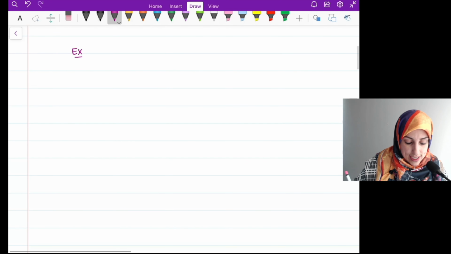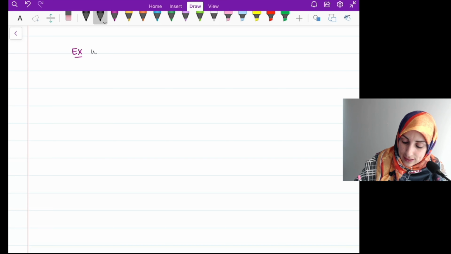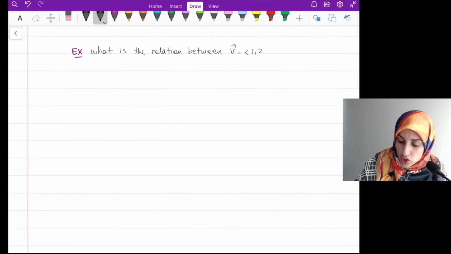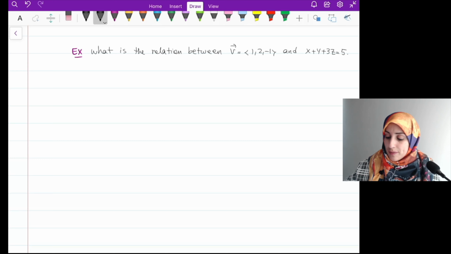Another example of this situation: what is the relation between the vector v, which is (1, 2, -1), and the plane x plus y plus 3z equals 5? Okay, so I have a plane.